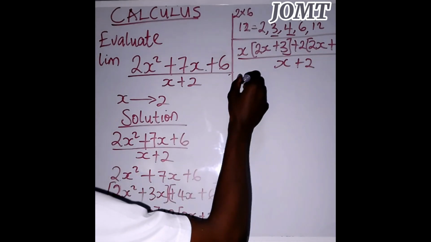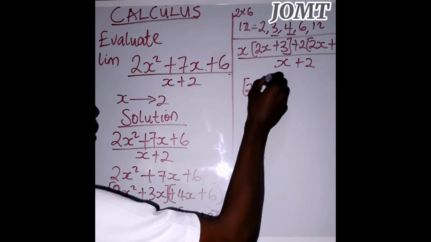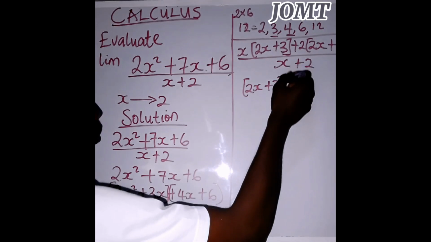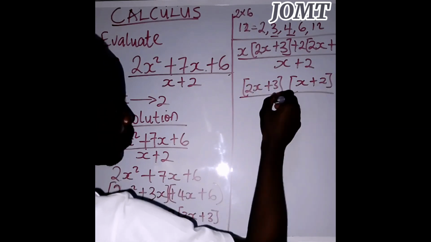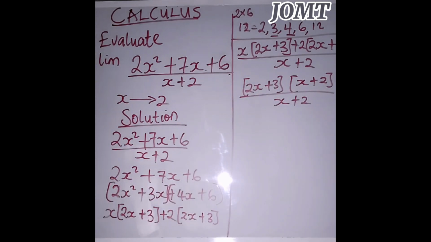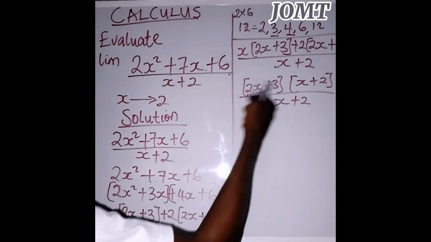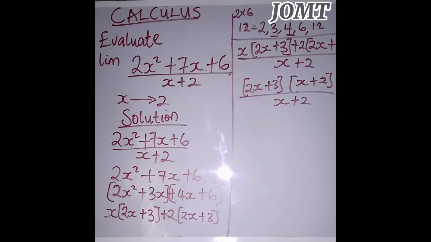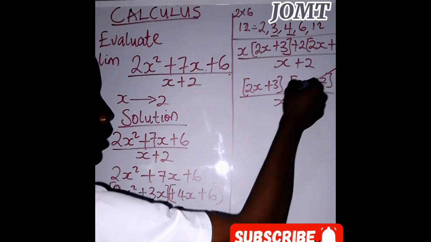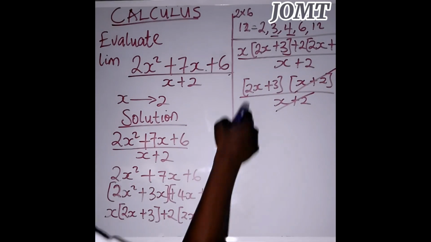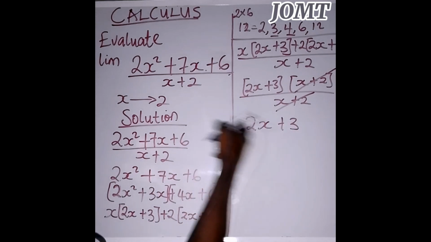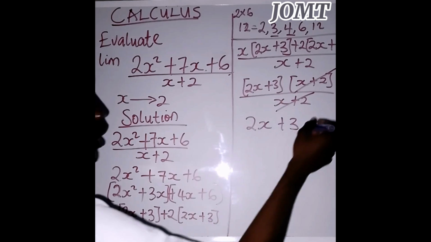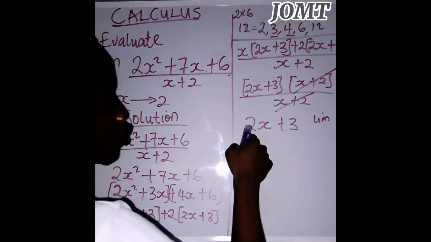Now from this part, I pick one of the brackets. One of the brackets is 2x plus 3, then the second one is x plus 2, so I pick x plus 2 over x plus 2. If you observe very well, the denominator now has one of the factors after factorization. That means I'm on the right track, because I'm having x plus 2 and also x plus 2, so they can easily cancel out. So I'm left with 2x plus 3. So the limit of 2x plus 3 as x tends to 2 is my limit.